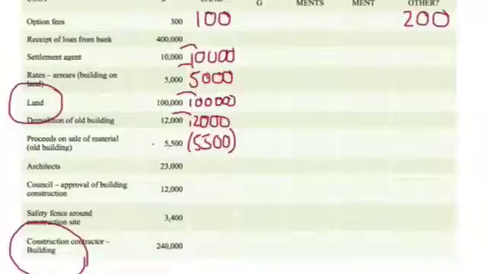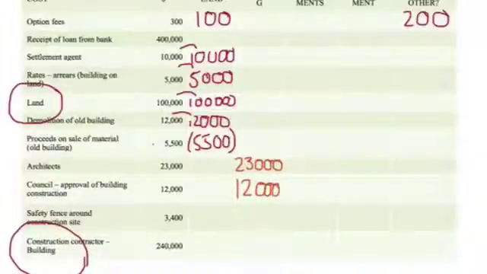Okay, if we move down the list of costs, we'll see that we now incur costs relating to the building, the construction of the building. So first of all, we've got architect's fees. That is typically an example of costs that are directly attributable to the building asset. Also the council's approval for the building construction.